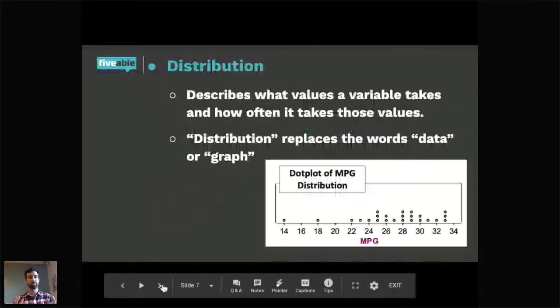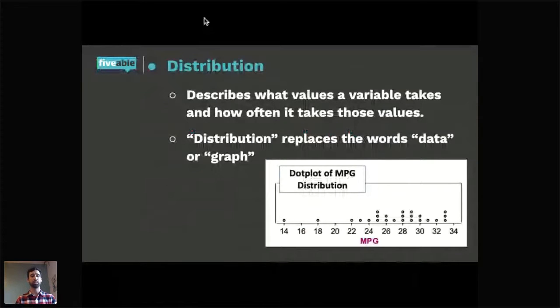Okay, so we have our variables. In statistics, it's really important to display your data, to display the variable that you're looking at. A distribution describes what values a variable takes and how often it takes those values. Distribution essentially replaces the word data or graph. We love distributions in statistics because it shows us the data in a more manageable way. Below, you see a dot plot, which is one way to show quantitative variables of MPGs.